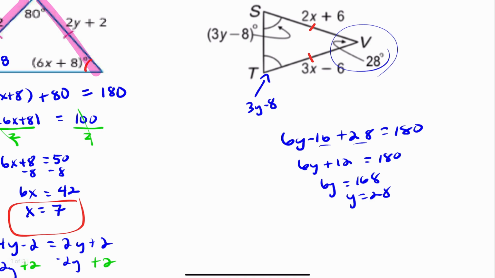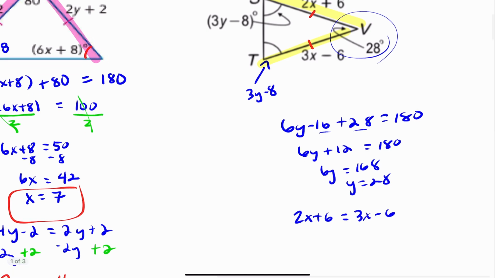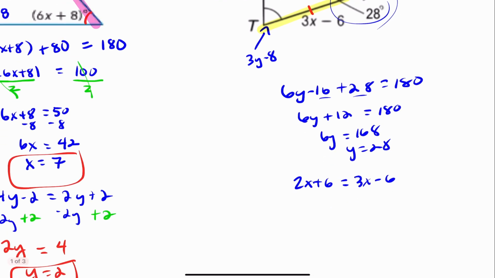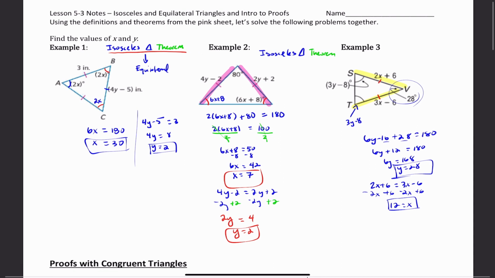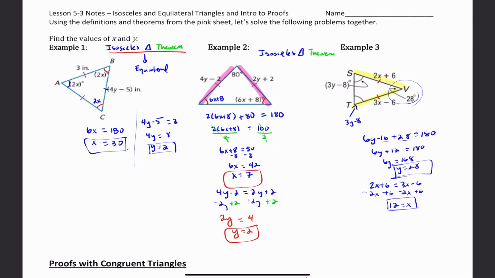Then I can take a look at these segments here. They're congruent to each other, and they both have the x's, so that's awesome. Set them equal to each other. So 2x plus 6 equals 3x minus 6. So that should give you 12 equals x. Okay? So there you have it. That's me going through the first 3 problems of the notes.